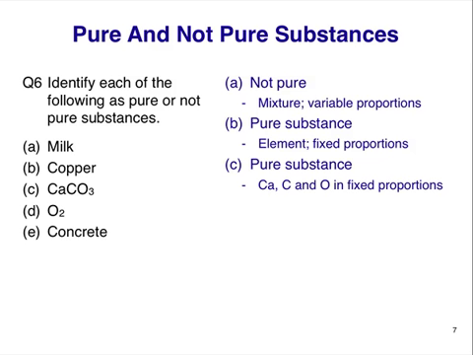The composition of calcium carbonate is determined by its chemical formula and is fixed. By definition, something with a fixed composition is a pure substance. Remember, all chemical compounds are pure substances. Just like copper, oxygen is a chemical element whose composition is fixed, so it must be a pure substance.